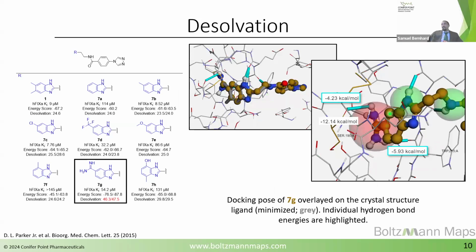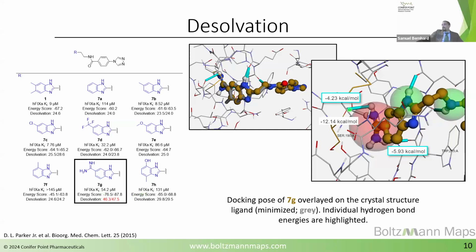Okay, another key consideration is desolvation. Desolvation is another value that's calculated in BMaps, and it is the energy required to remove solvent from the ligand en route to binding. It's considered a detriment to binding, and therefore larger desolvation energies are undesirable. Compound 7G, for example, features this amidine, which is typically charged at physiological pH, and these charged structures tend to have a very large desolvation energy.